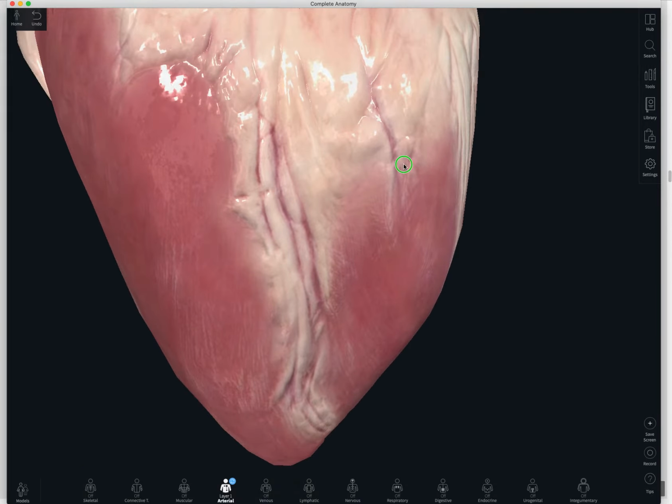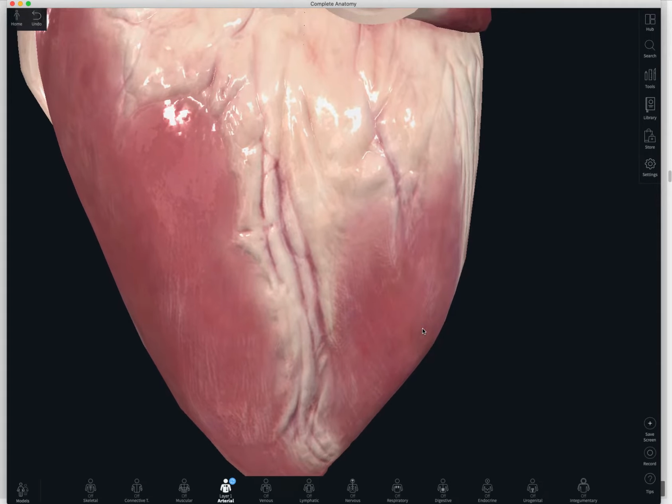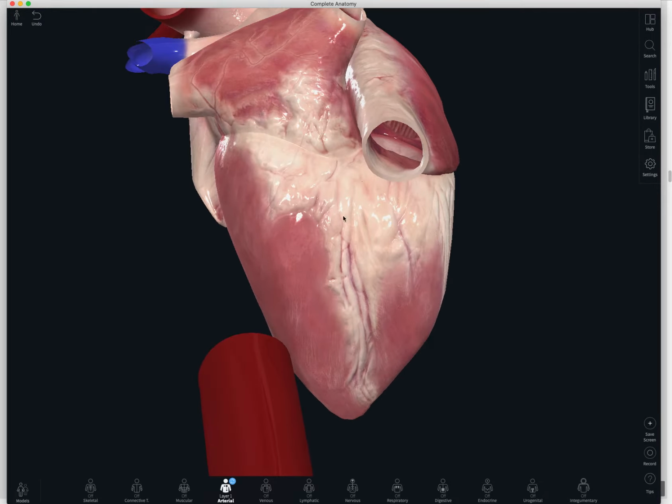Okay, so now we're looking at the inferior aspect of your heart. This groove here is also overlying the interventricular septum from the back. So this is the posterior interventricular sulcus.